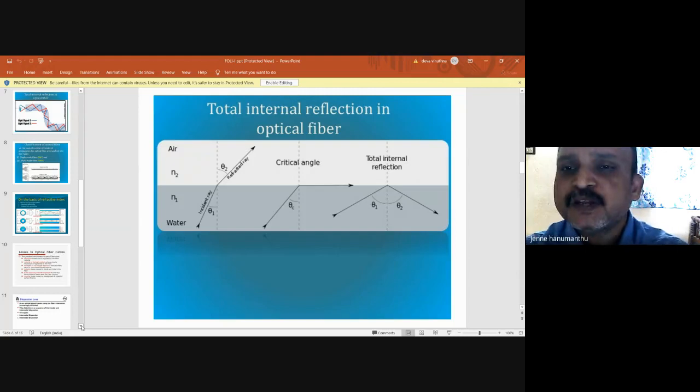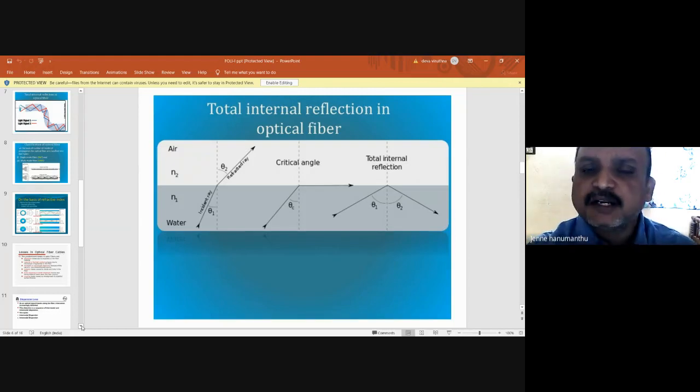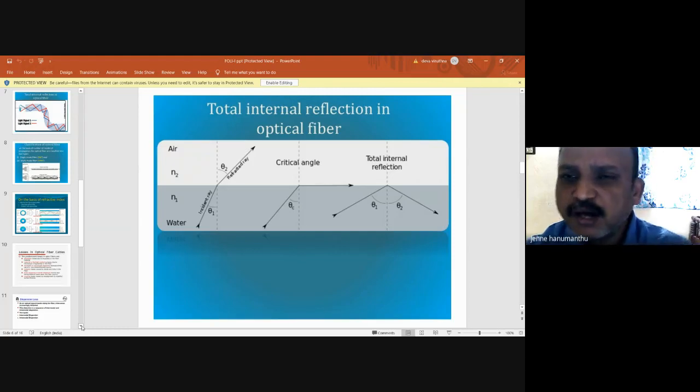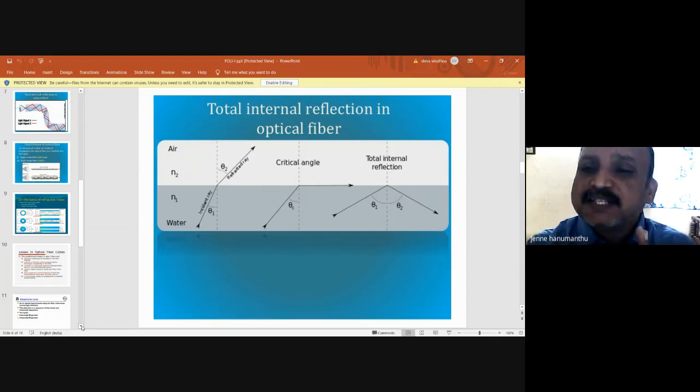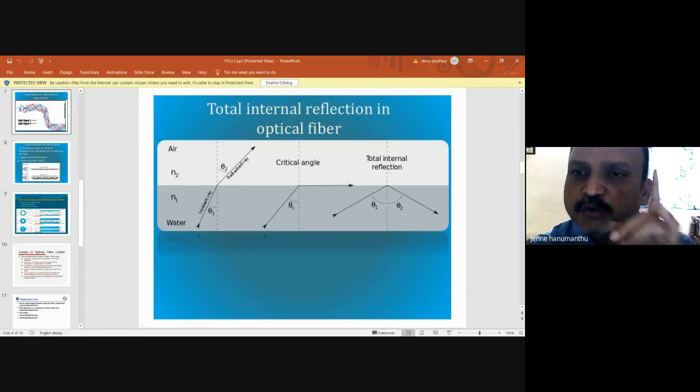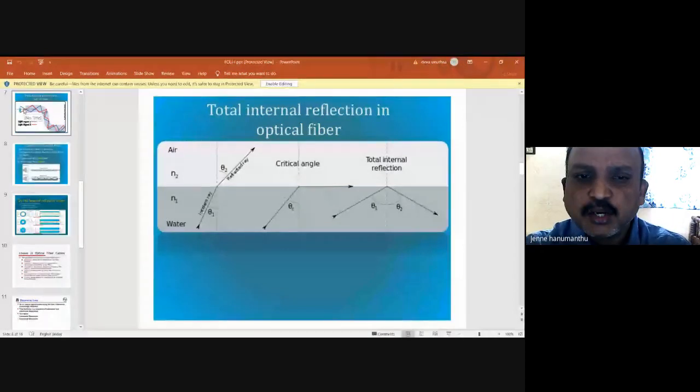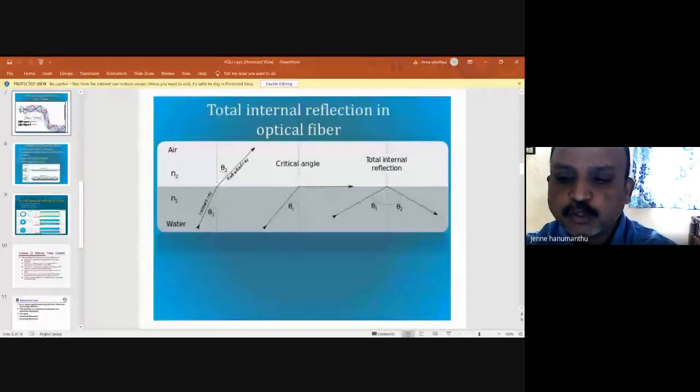So the optical fiber communication system works on the basic principle of total internal reflection. This can be done by selecting proper core and cladding. You select the core and cladding such that the refractive index of the core is higher than the cladding. When you select this combination, you can achieve total internal reflection.